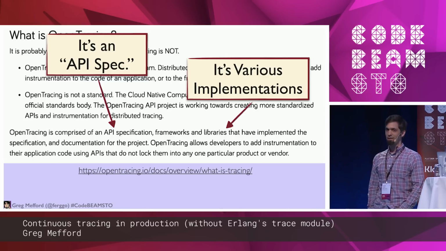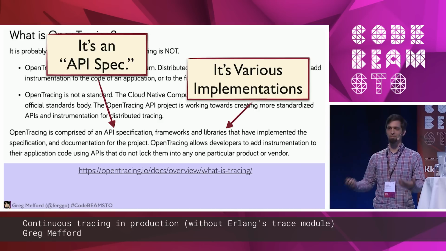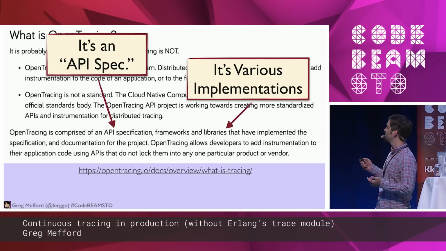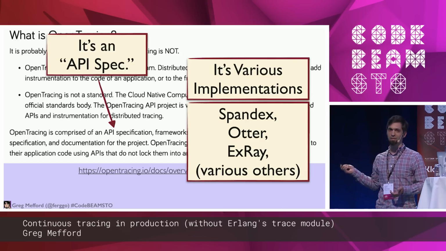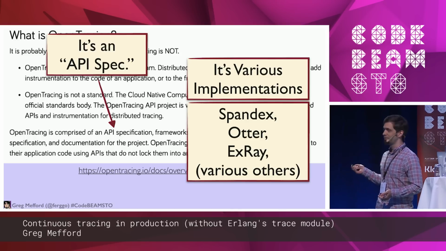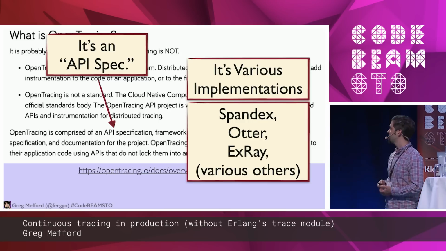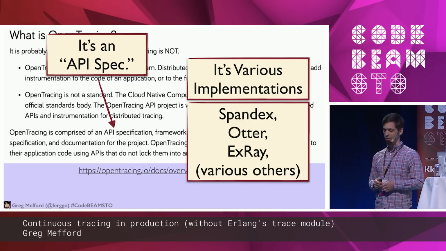So the way that I read that is that practitioners needed something, and they built something, and they decided kind of like, this is how we're going to use this thing. And some examples are the Spandex project that I work on for Elixir. There's also Otter for Erlang, and X-Ray is kind of a wrapper around Otter using Elixir, and various others.